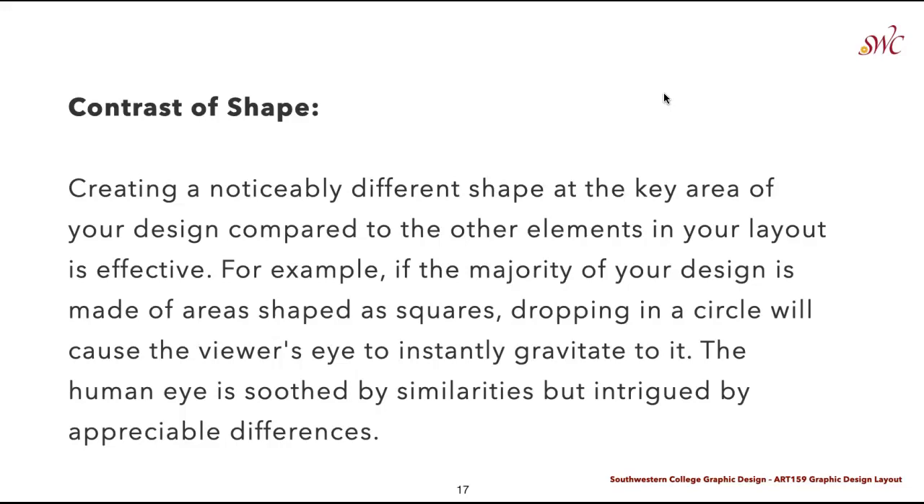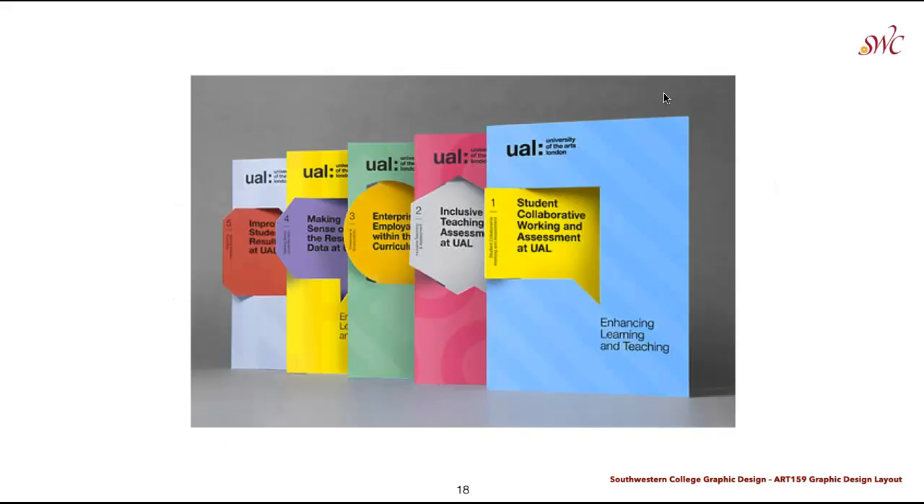Contrast of shape is another tool that we can use. Creating a noticeably different shape at the key area of your design compared to the other elements in your layout can be effective to draw the viewer's attention. For example, if the majority of your design is made of areas shaped as squares, dropping in a circle will cause the viewer's eye to instantly gravitate to that. The human eye is soothed by similarities, but it's also intrigued by these appreciable differences.